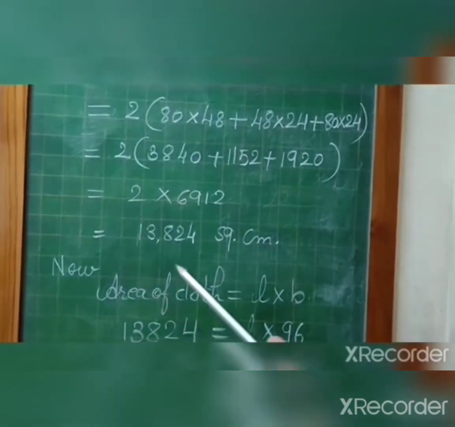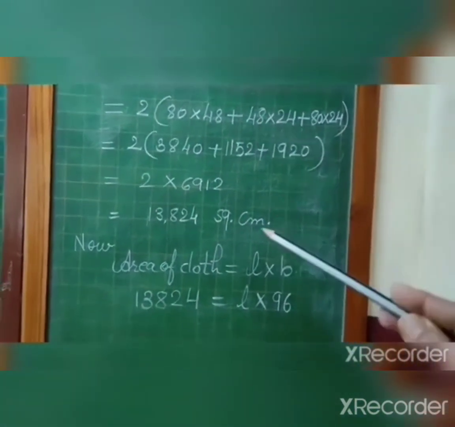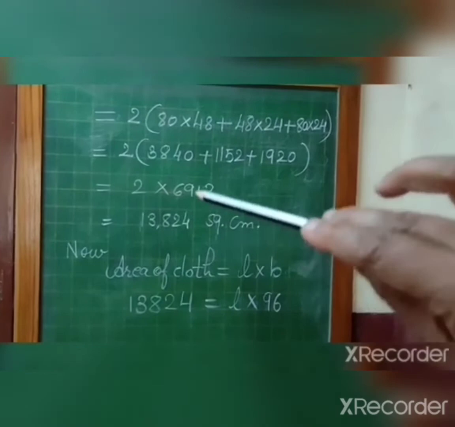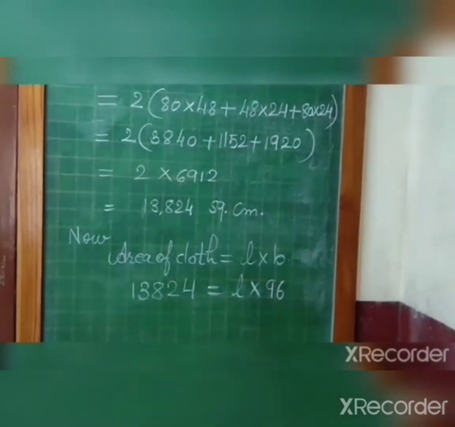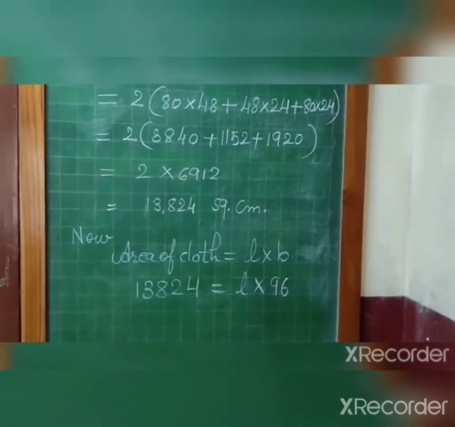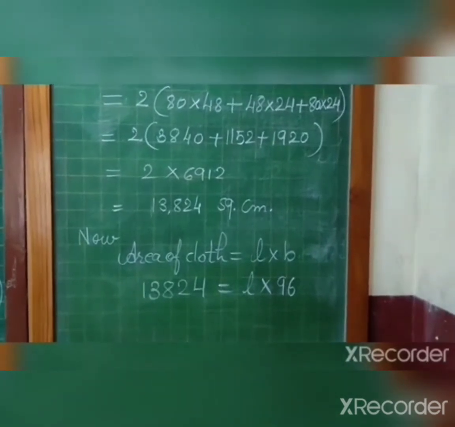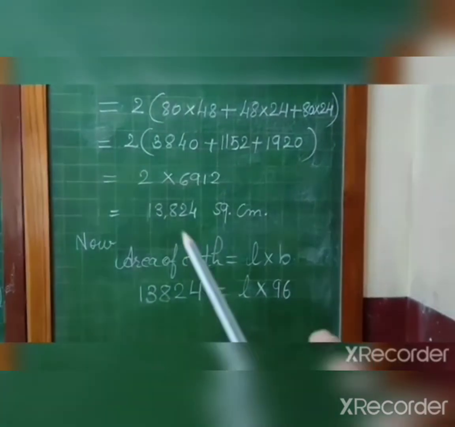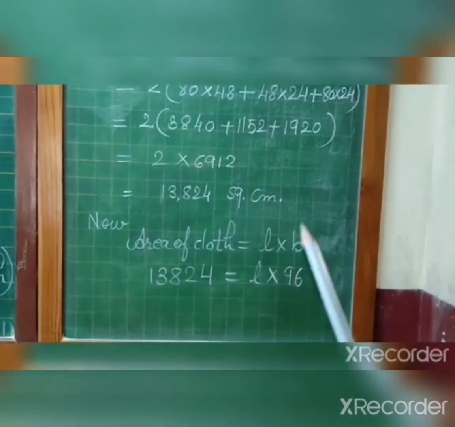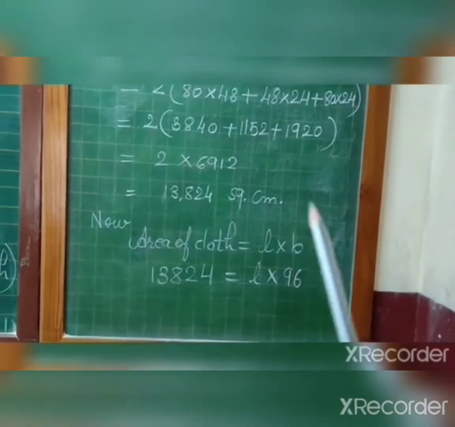Now here you can add one line if any confusion is there, because whatever surface area we have calculated for the suitcase, it will be the area of cloth, because you have to cover the cuboidal suitcase, all faces completely. So you can write here: according to the question, total surface area of suitcase is equal to area of cloth. I have not written it, but you can add this line.